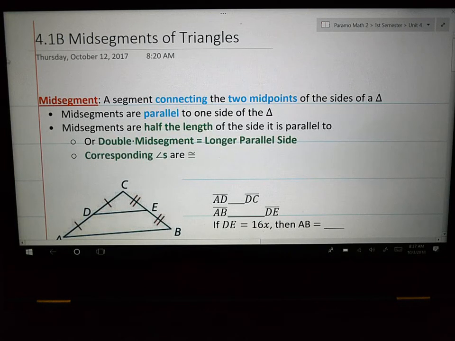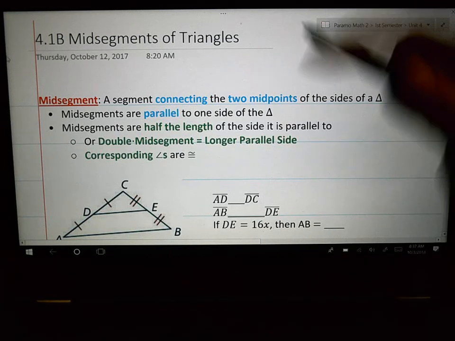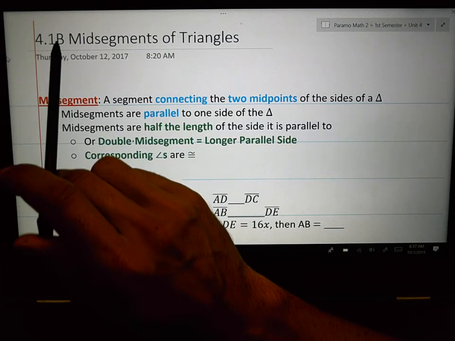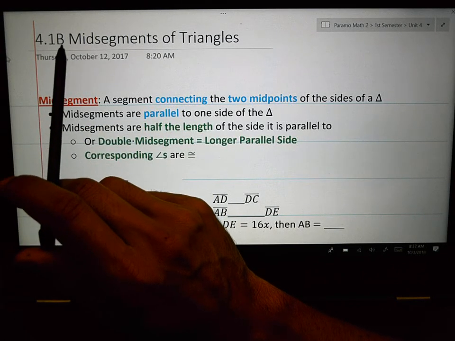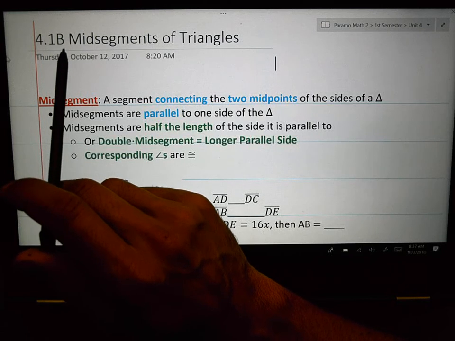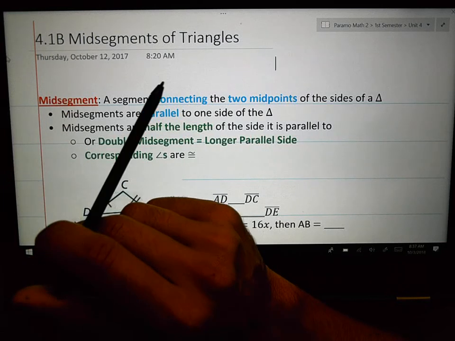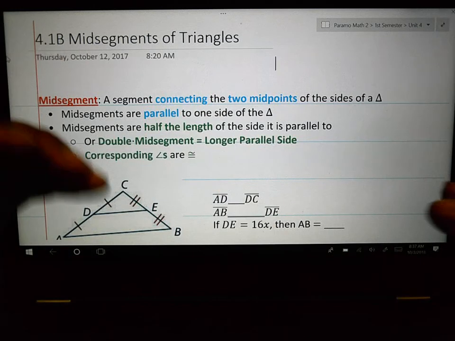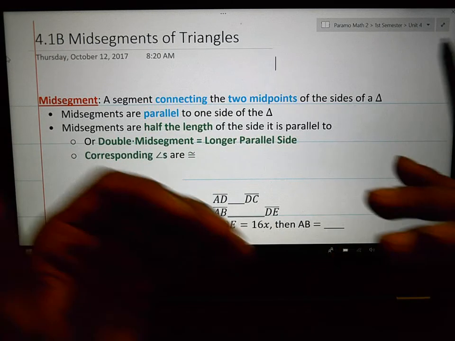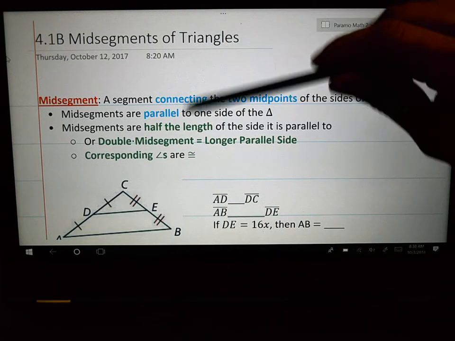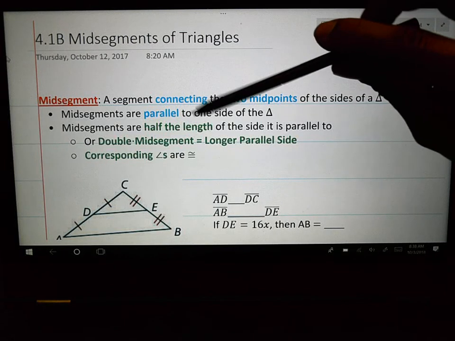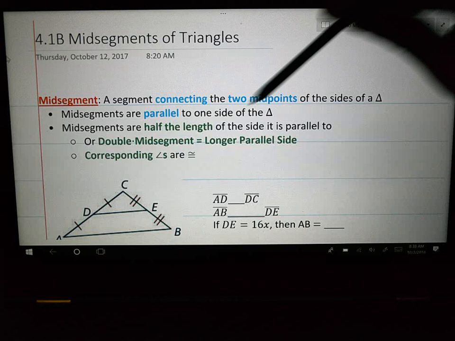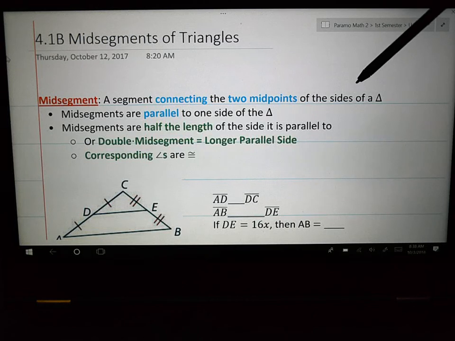So we are going to start taking some notes on 4.1b, and the reason why the author of this worksheet decided to do a 4.1a and a 4.1b was, in 4.1a, you were finding out these pieces of information. In 4.1b, we're going to expect you to know it. When you have a midsegment, which is a segment connecting the two midpoints of the sides of a triangle.